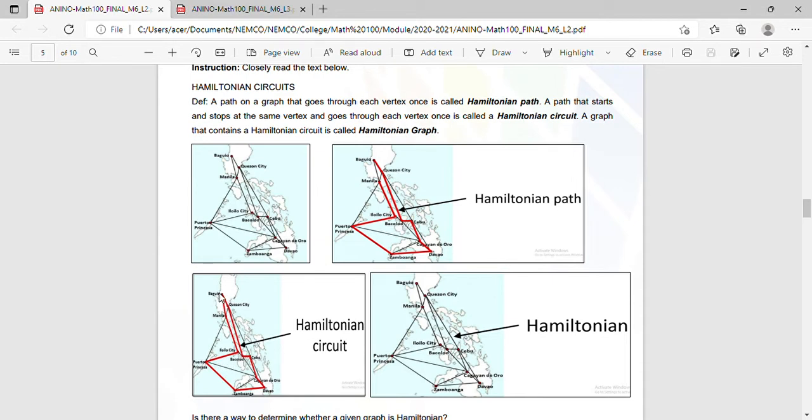You start in Baguio, then Quezon City, then Bacolod, Cebu, Cagayan, Davao, Zamboanga, Puerto Princesa, Iloilo City, Manila, and then you go back to Baguio. That is what we call a Hamiltonian circuit. And if that is a Hamiltonian circuit, then we can call that a Hamiltonian graph.